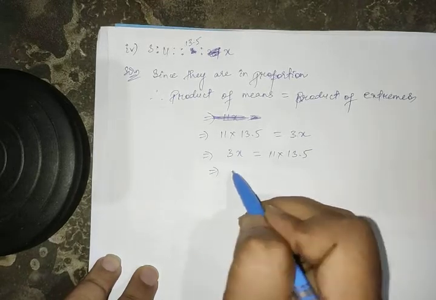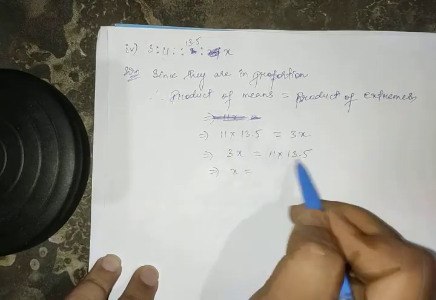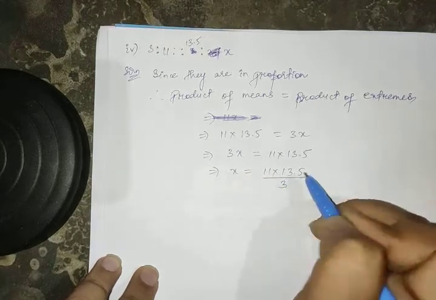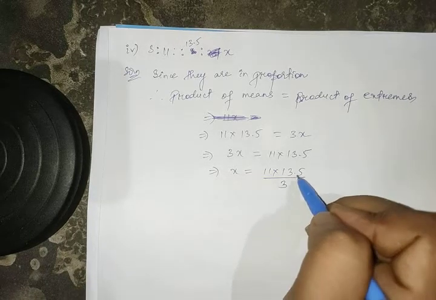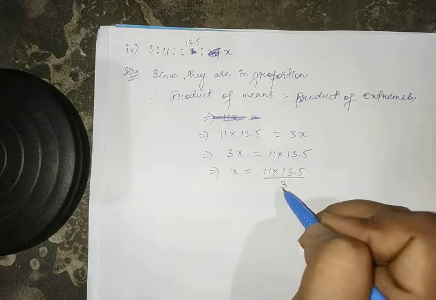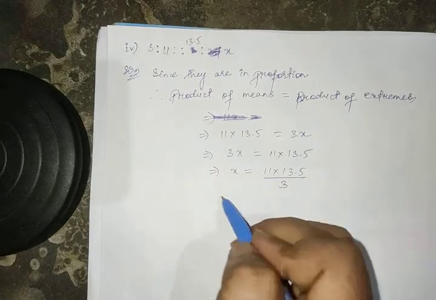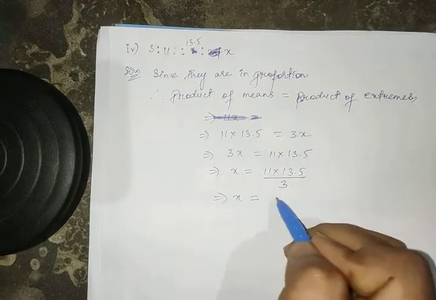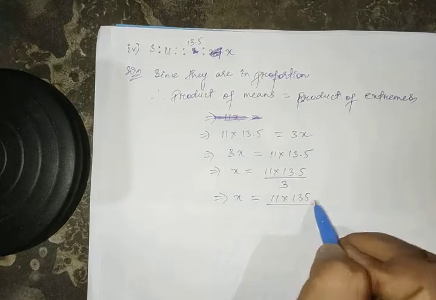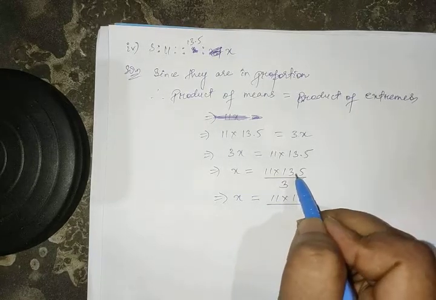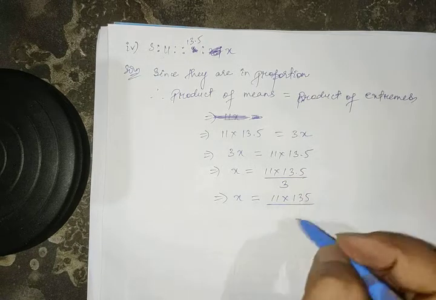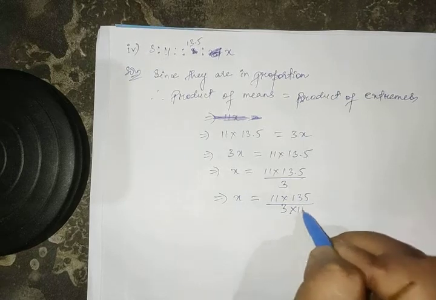So now what will be x here? This 3 is multiplied here. If you take it on the right, it will be divide. So it will be 11 into 13.5 divided by 3. So here the point is there. We can cancel if there is a point also, but if not, we'll remove the decimal point. So let us remove the decimal point. 13.5 we can write as 135. After the point there is one digit, so we have to multiply with 10. 3 is already there, you have to multiply with 10 in the denominator.